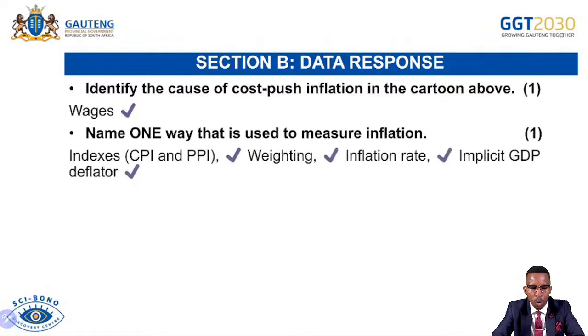Let's look at them. We have indexes that talk to CPI and PPI, the consumer price index, as well as the producer price index. We have weighting, where we weight the average of where most consumers spend their income, if they spend their income on basic needs and necessities, or on luxury goods and services. Also, we measure it based on the inflation rate, and then we also measure on the implicit GDP or GDP deflator.